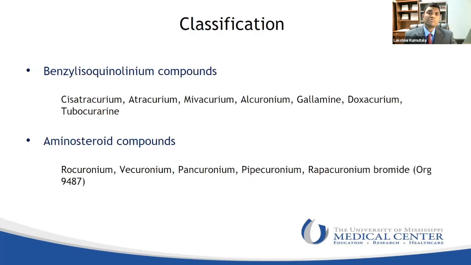The classification based on the chemical structure of the non-depolarizing agents is divided into benzylisoquinoline compounds and aminosteroid compounds. The benzylisoquinoline compounds include cisatracurium, atracurium, mivacurium, alcuronium, gallamine, doxacurium, and d-tubocurarine. The most common agents in our practice, we use the atracurium and cisatracurium. The aminosteroid compounds are like rocuronium, vecuronium, and pancuronium.